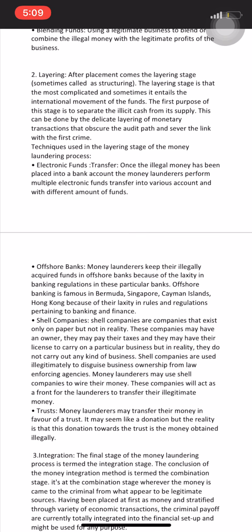The second technique is offshore banks. Money launderers keep their illegally acquired funds in offshore banks because of the laxity in banking regulation in these particular banks. Offshore banks are famous in Bermuda, Singapore, Cayman Islands, and Hong Kong because of their laxity in rules and regulations pertaining to banking and finance.